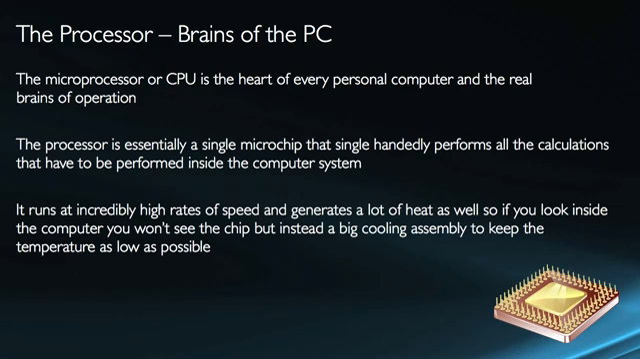The CPU is the central processor chip. It's actually a single microchip that single-handedly performs every calculation that has to be performed on a computer system. These things are busy and they are fast, run at incredibly high rates of speed, and because of that, it's generating a lot of heat. So if you look inside a modern computer, you're not going to see the chip. You're not just going to see a flat microchip sitting there. You will instead see a big cooling assembly, which includes heat sinks and fans and sometimes exhaust out of the computer. And newer computers are getting really, really fancy, just because these high rates of speed generate a lot of heat.